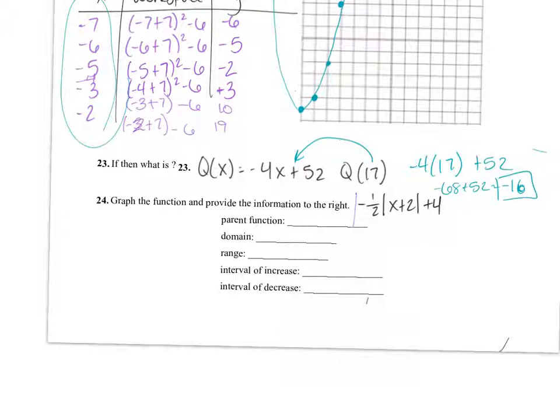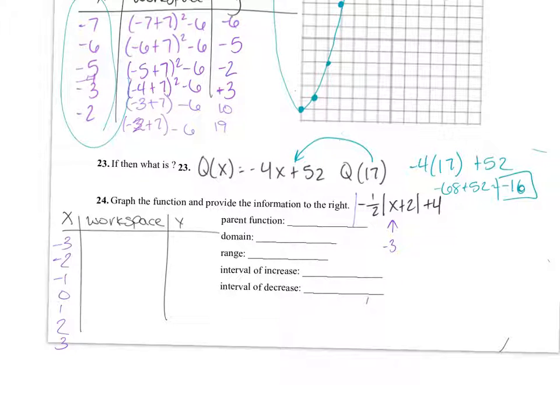Again, do your T-chart. So we've got our x values and our y values. Pick some x values. So you could do, think about when you put, say if we started with negative 3, negative 3 plus 2 is negative 1. Half of that, and then adding 4, it should work out. So we got negative 3, negative 2, negative 1, 0, 1, 2, 3. So when you get negative 3, you're going to get 3.5 and continue going.